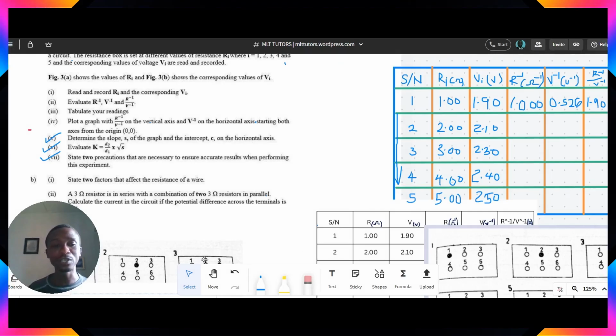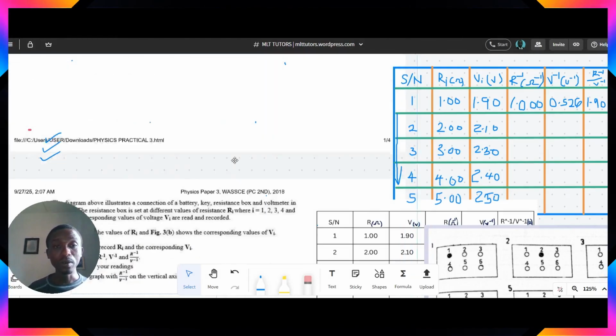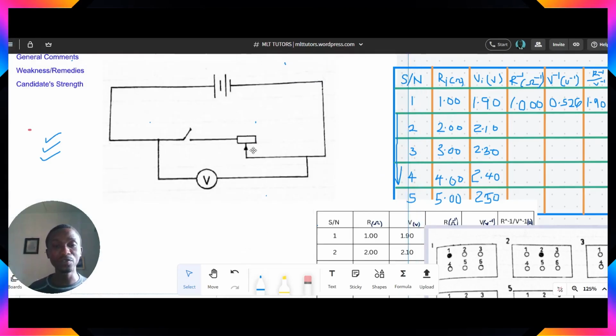I would ensure that I remove the plug key when not in use, when you are not taking your reading, in order to avoid cell rundown, so that your battery will not run down quickly.